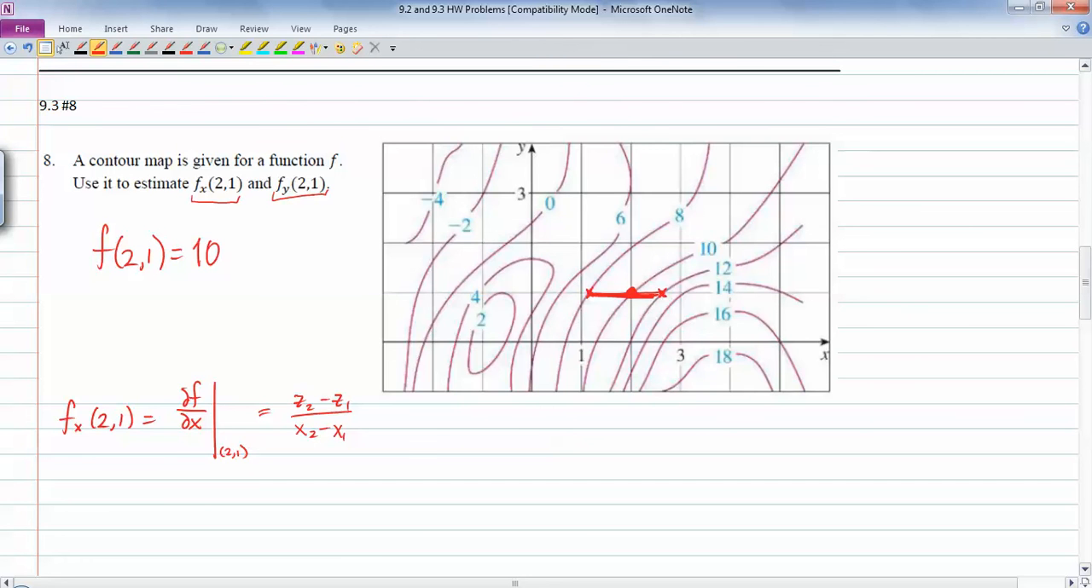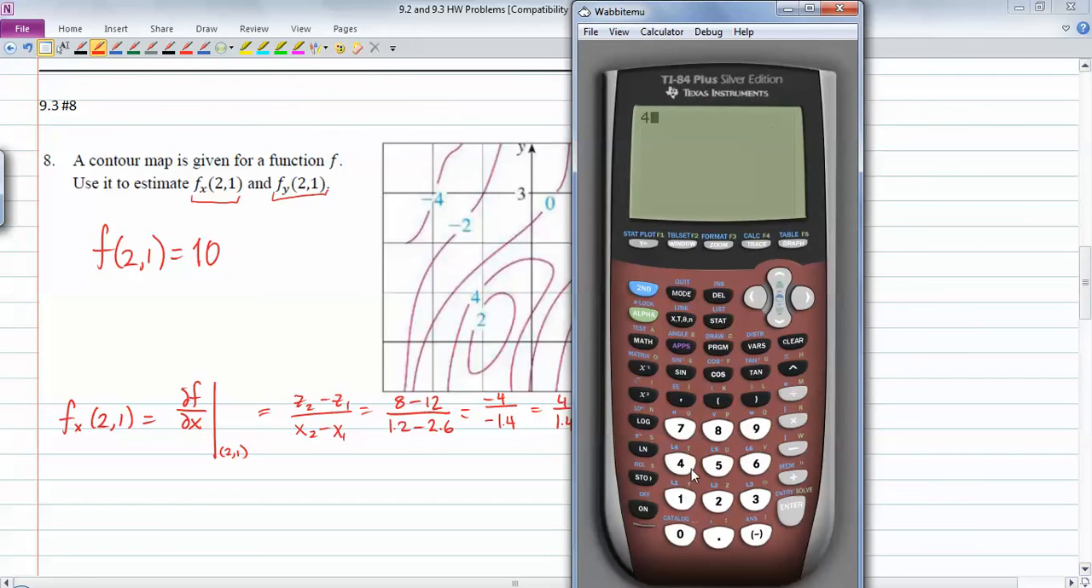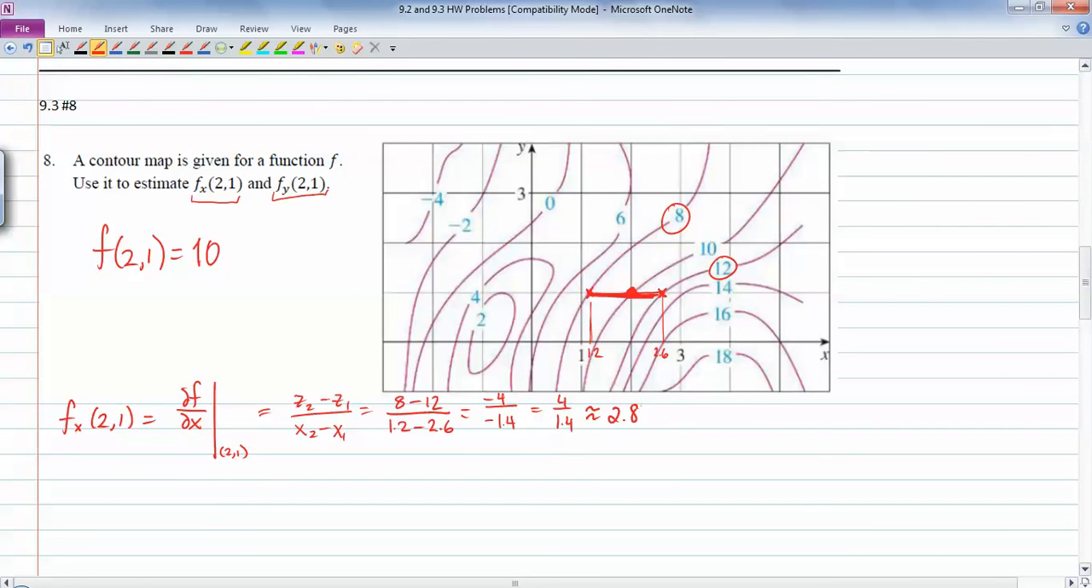Let's say that this is roughly, let's make the x value here about 1.2, and the x value here about 2.6, something like that. And the z values are 8 and 12. So if I go 8 minus 12 over 1.2 minus 2.6, I've got negative 4 over negative 1.4, which is just 4 over 1.4. 4 divided by 1.4 is about 2.857. So that's the slope. That's how z changes as x changes around the point 2, 1, roughly.